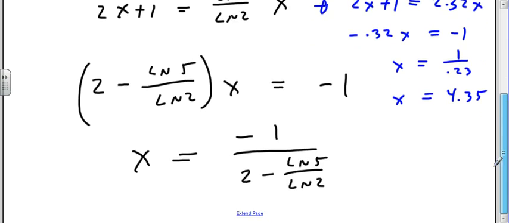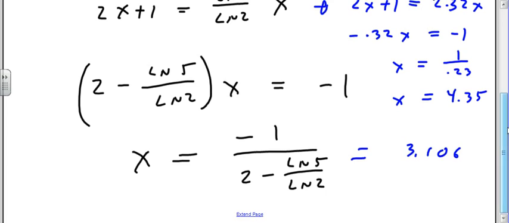Okay, now I could have just as well come down here and used this guy, so I'm going to use that guy next. See if I come up with the right answer. Minus 1 divided by parentheses 2 minus natural log 5 divided by natural log 2 close parentheses equals. And if I do it that way, I get a 3.106. So, yeah. So I wonder which one's right.